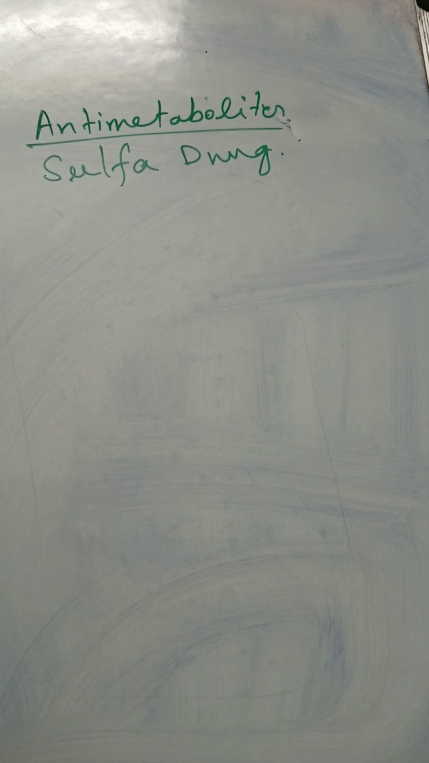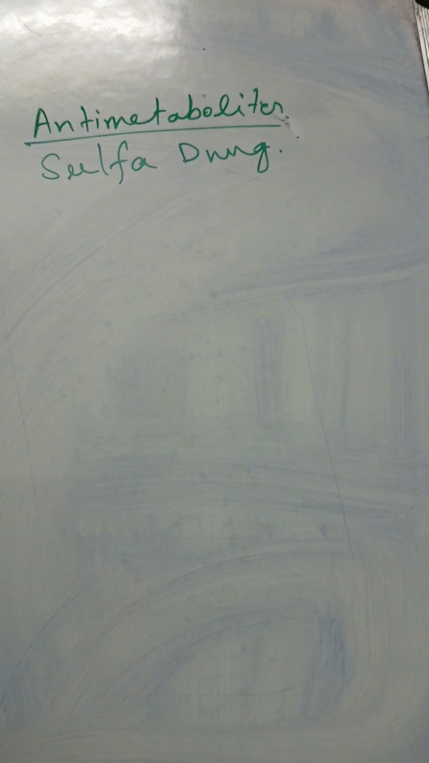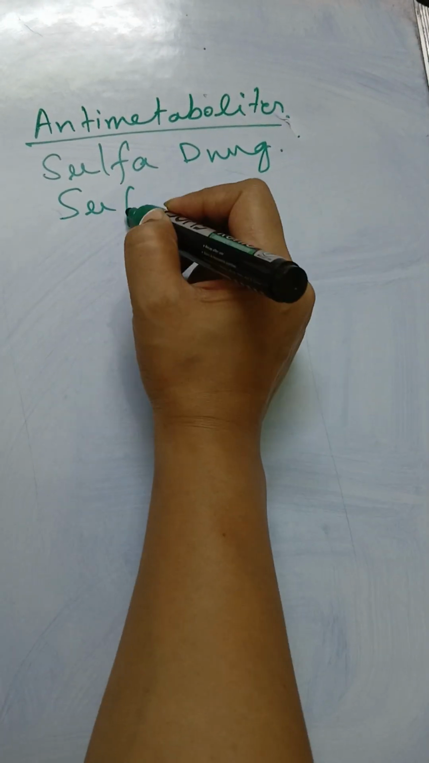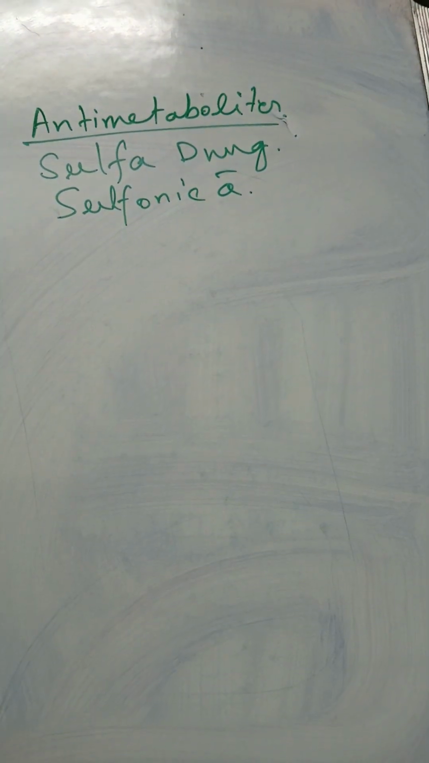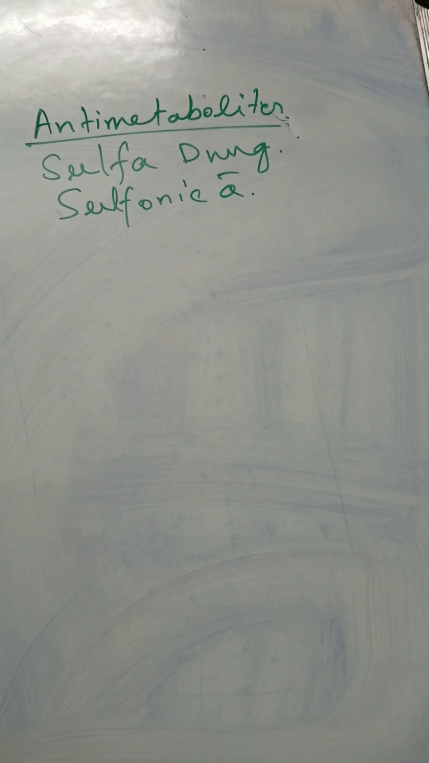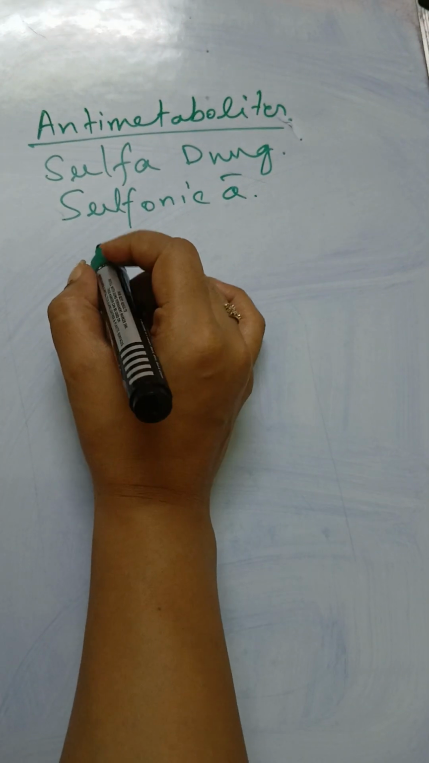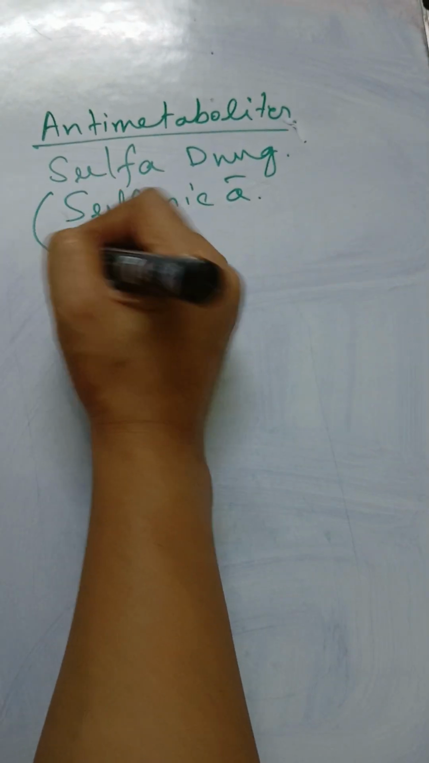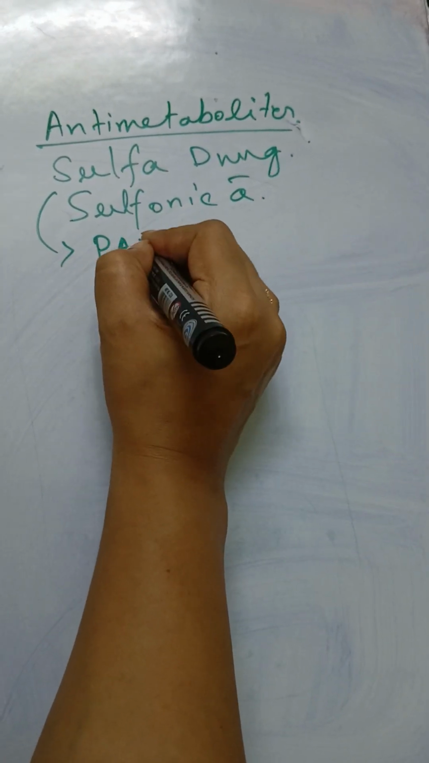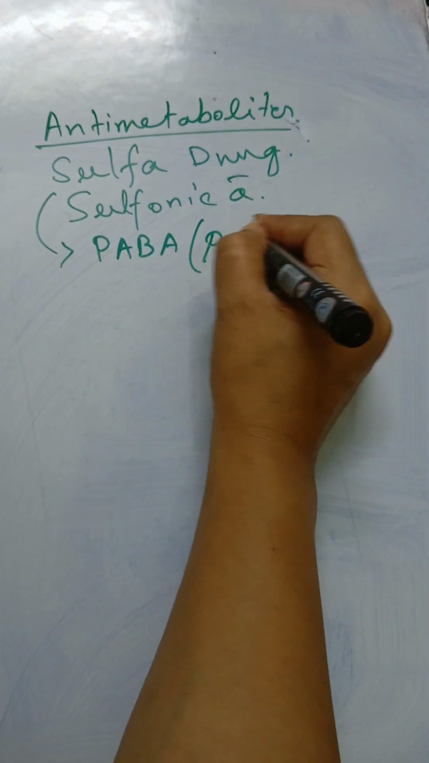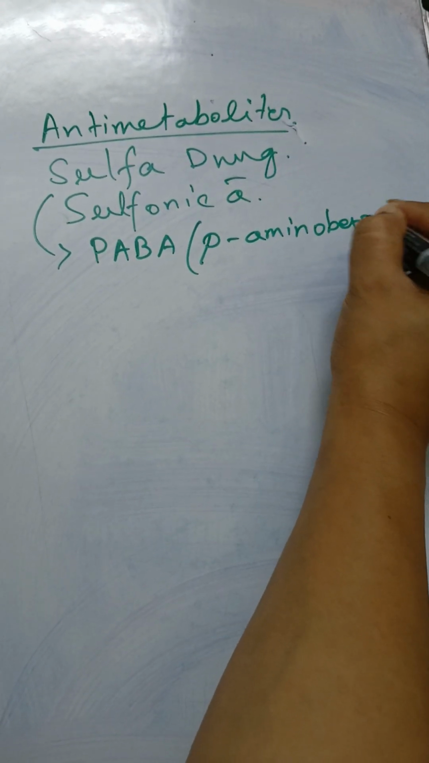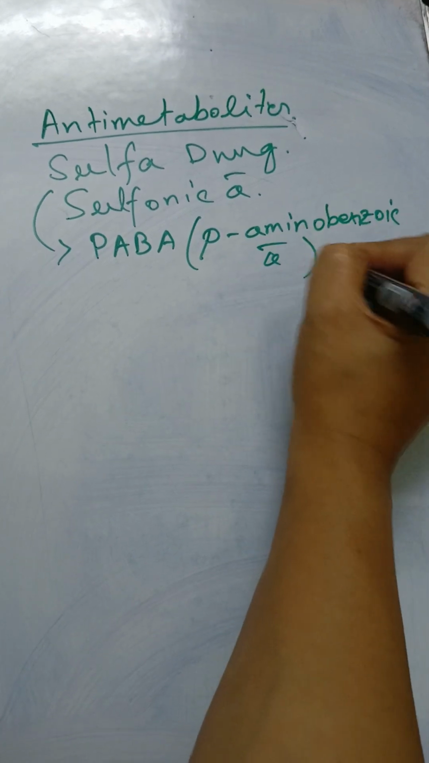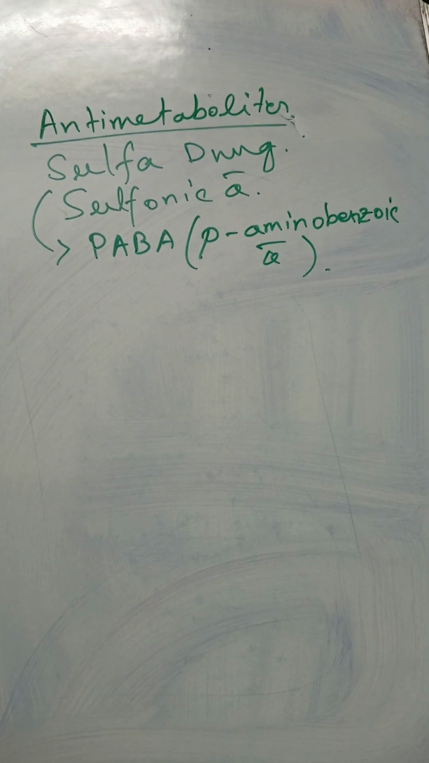on their own. So sulfa drugs, like sulfonic acid or sulfonylamic acid, whatever it is, the sulfa drug class, have structural similarity with PABA. Now PABA is basically para-aminobenzoic acid, one of the most important precursors for folic acid synthesis.